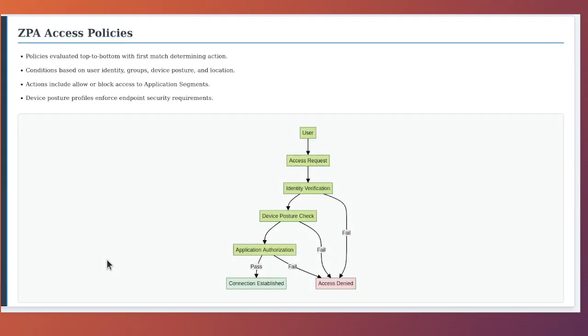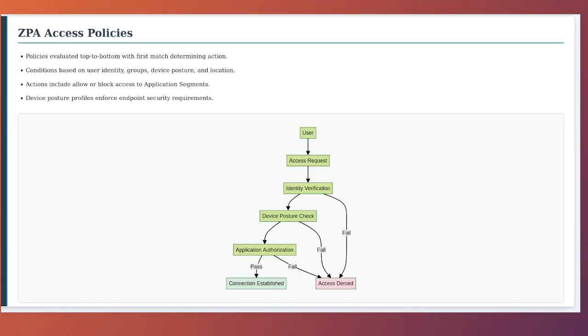Zscaler Access Policies. Access policies in Zscaler determine who can access which applications under what conditions. These policies are the enforcement mechanism for zero trust principles, ensuring that users only get access to the specific applications they are authorized to use.